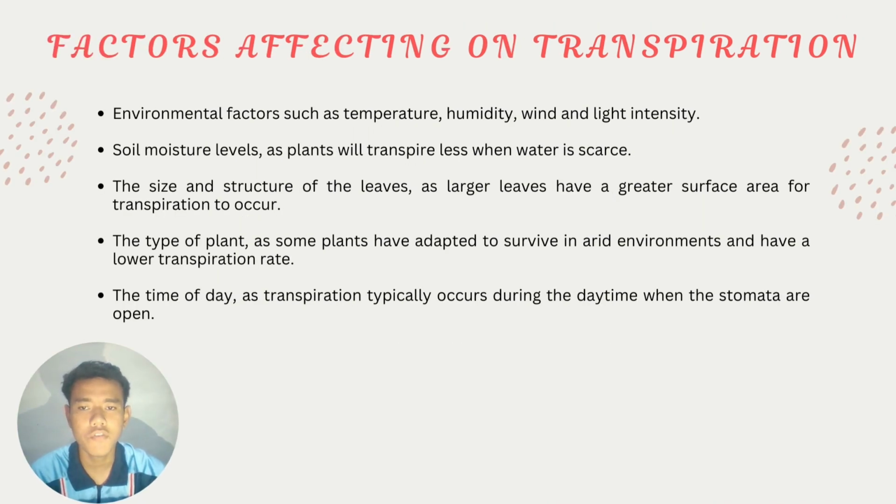There are several factors affecting transpiration. First, environmental factors such as temperature, humidity, wind, and light intensity. Second, soil moisture level, as plants will transpire less when water is stressed. Third, the size and structure of the leaf, as larger leaves have a greater surface area for transpiration to occur.